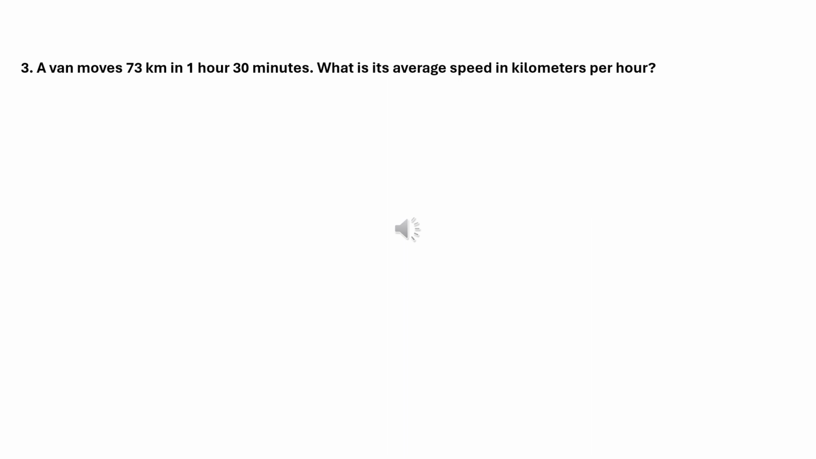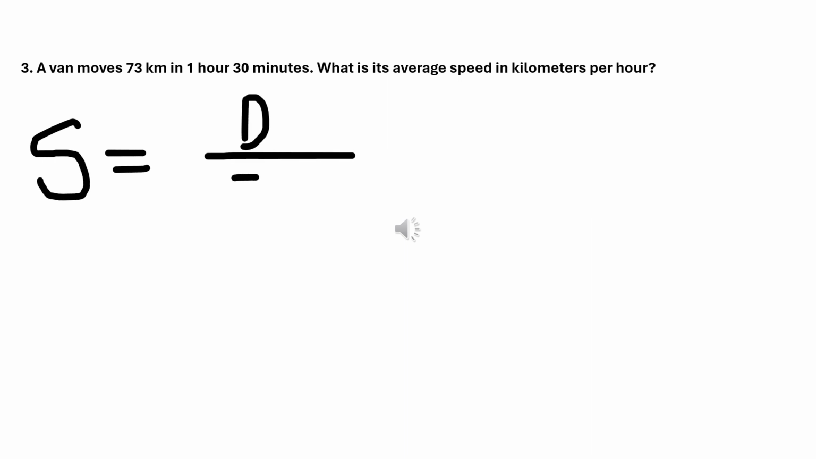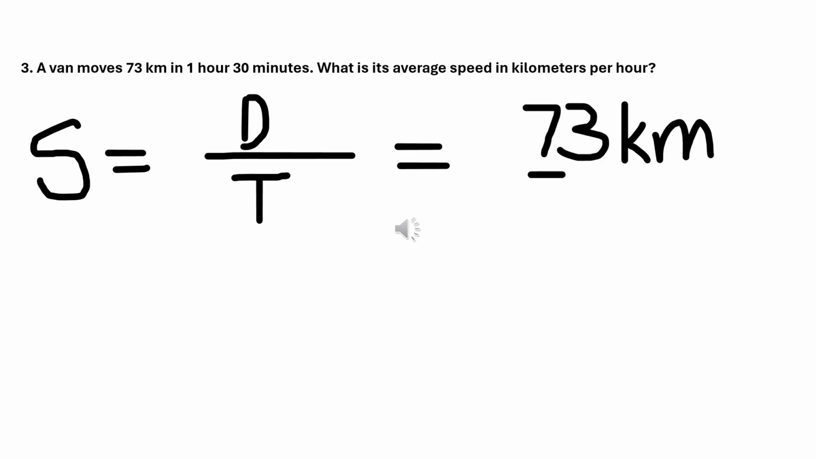Number 3, a van moves 73 kilometers in 1 hour and 30 minutes. What is the average speed in kilometers per hour? Once again, we're going to write in our speed formula. Speed equals distance divided by time. And we'll plug in our numbers. 73 kilometers divided by 1.5 hours.